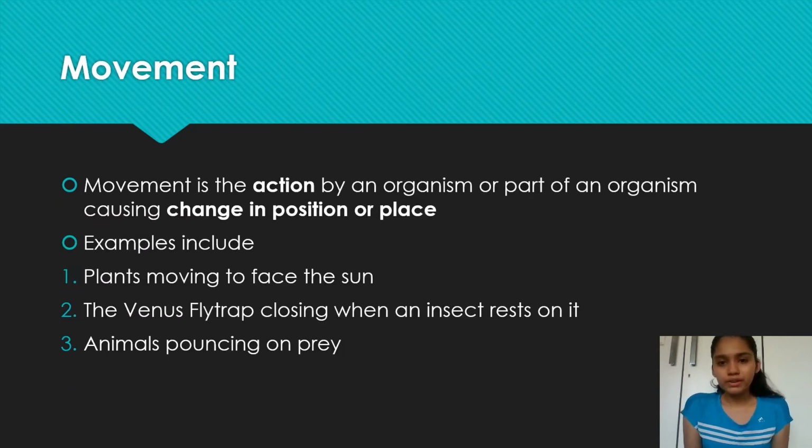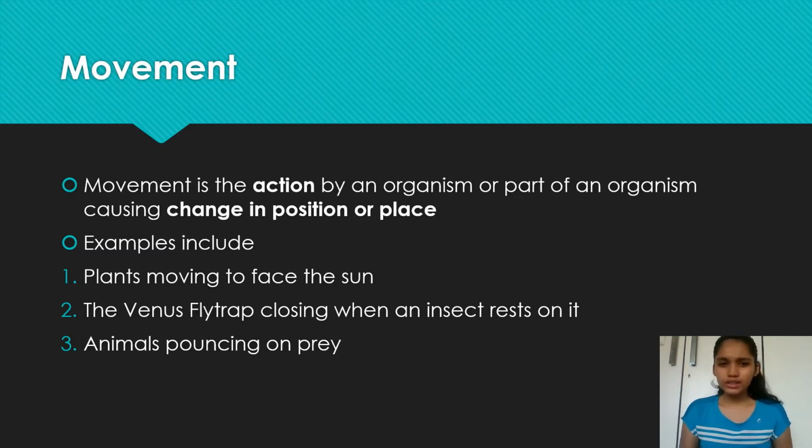Okay, so movement. If I move my hand, when I'm doing this action, I'm basically moving my hand. So movement is the action by an organism or part of an organism that causes a change in position or place. So if I move, that's the whole organism moving, but if my hand moves, it's part of an organism moving. And when my hand is like this, opposing to when my hand is like this, there's a change in its location. So that's why it causes a change in position or place.